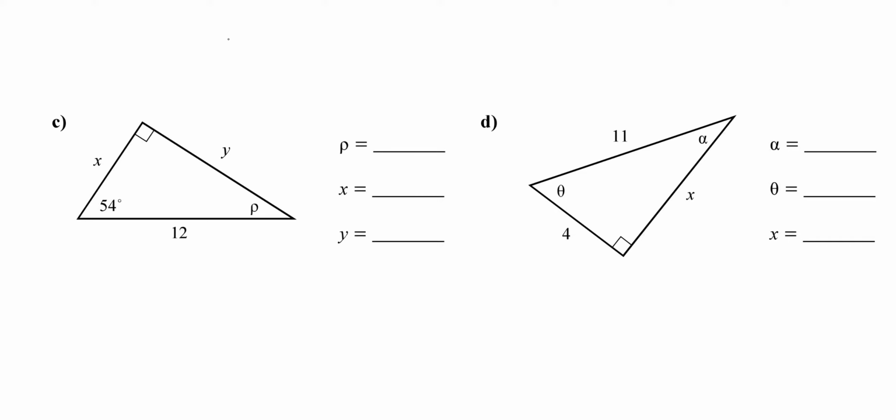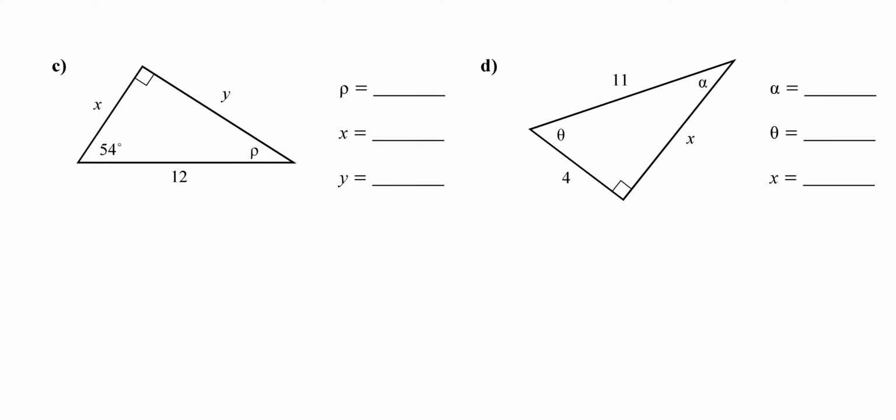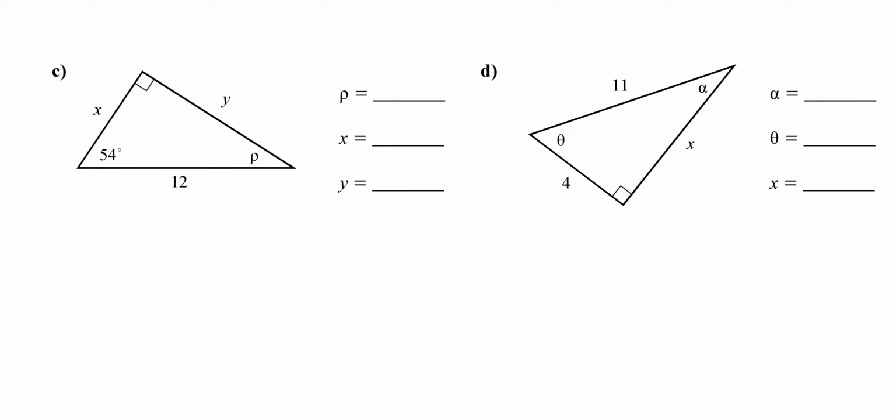Let's move on to question 3C from the section 8.1 homework. For question 3C, I need to continue solving for the right angle triangle, starting with angle P. So P is right here, and we're given 54 degrees, and we know this angle is worth 90 degrees. So we can definitely find P using the concept of angles in a triangle adding up to 180 degrees.